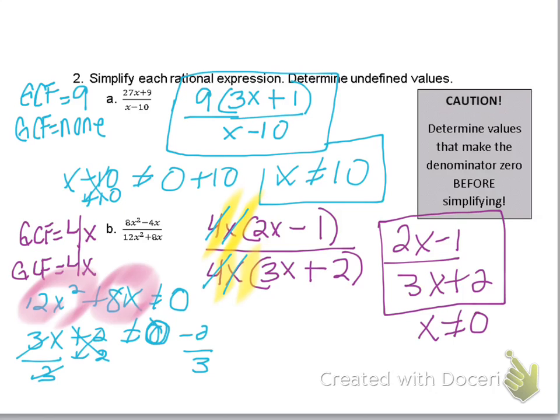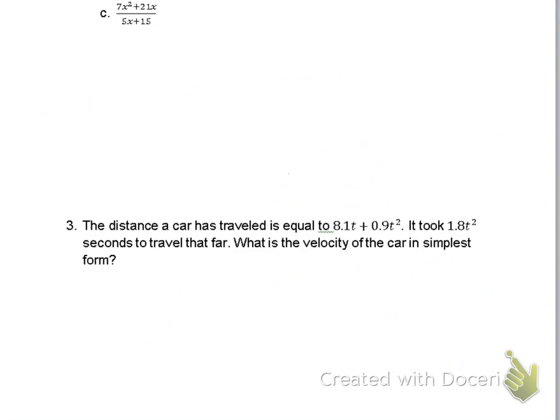So we would have x cannot be negative 2/3. And that's the rest of our answer there.